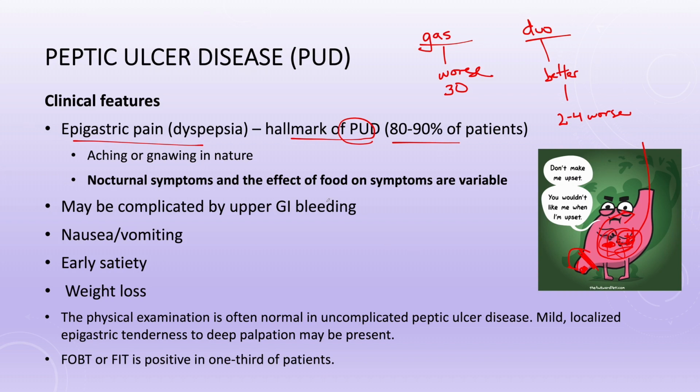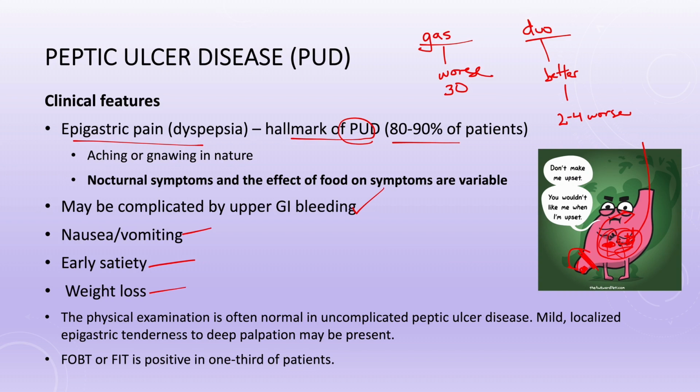They can be complicated by GI bleeding, right? We have an ulceration. These ulcerations can ulcerate or erode down into vessels, which can cause significant bleeding. It can cause nausea and vomiting, early satiety, and weight loss. Because remember, if every time we eat it hurts, we tend not to want to eat.